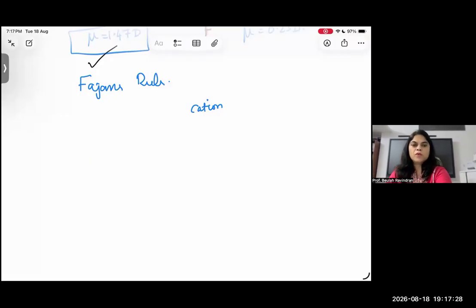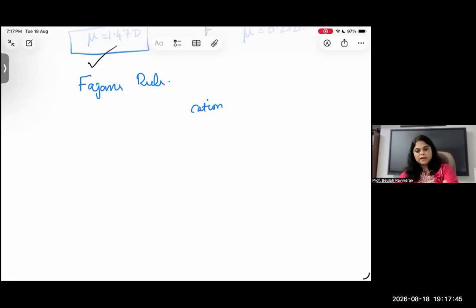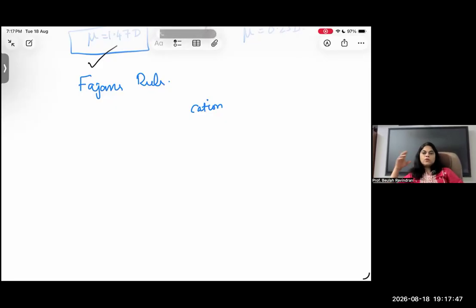So how the ionic bonds are formed, everybody knows. And I've told you what the first point was: the smaller the size of the cation and the larger the size of the anion, and the greater the charge on the cation, the greater the covalent character of the ionic bond.